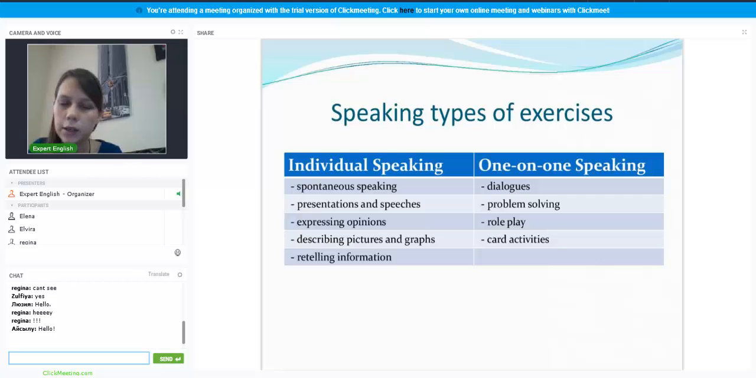It can be current affairs. It can be just latest news. It can be some trends.